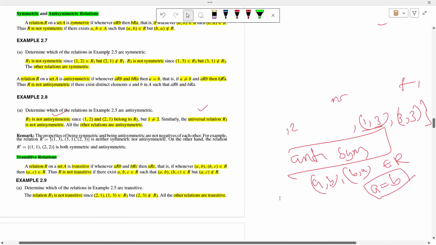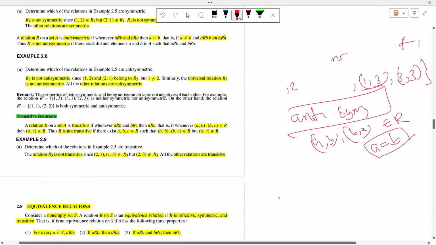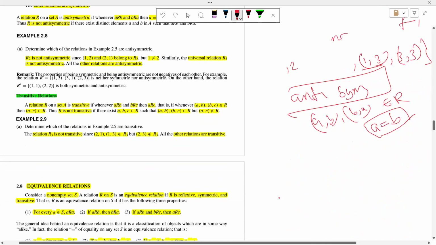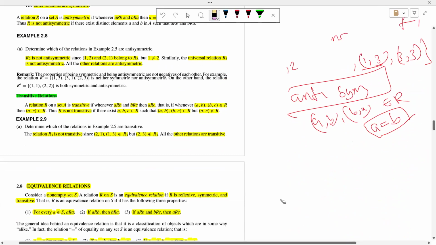The last part, you can read this sentence. They are telling that symmetric is not the negative of antisymmetric. So that is totally different. If you look at the relation R, is it symmetric? It is not symmetric. Why? 1 3 and 3 1 are there, but 2 3 and 3 2 are not there. Because of that, it is not symmetric.